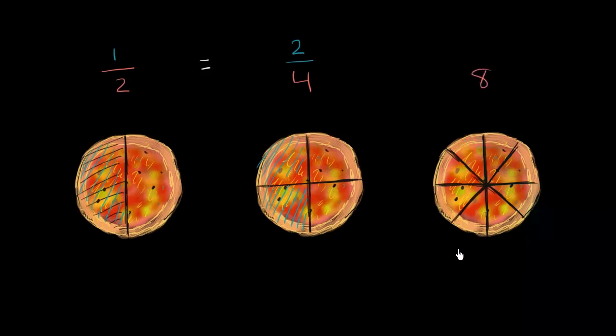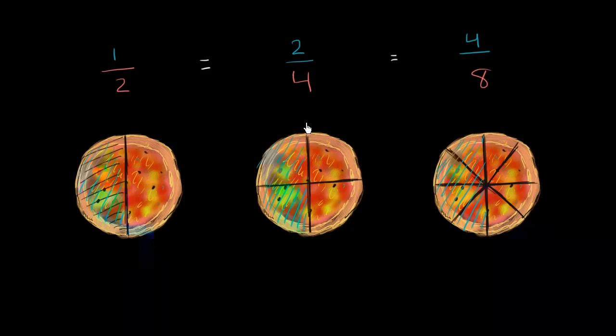But let's say I wanted to eat the same fraction of the pizza. So I could eat all of these pieces right over here. Well, how many of those 8 equal pieces have I eaten? Well, I've eaten 1, 2, 3, 4 of those 8 equal pieces. And so once again, this fraction, 4 of 8, or 4/8, is equivalent to 2/4, which is equivalent to 1/2.